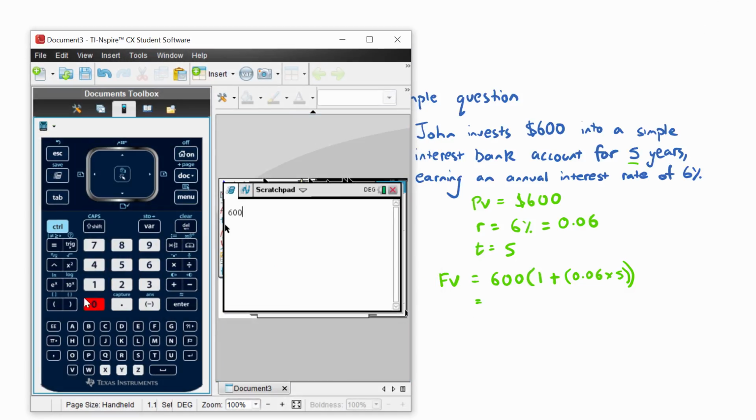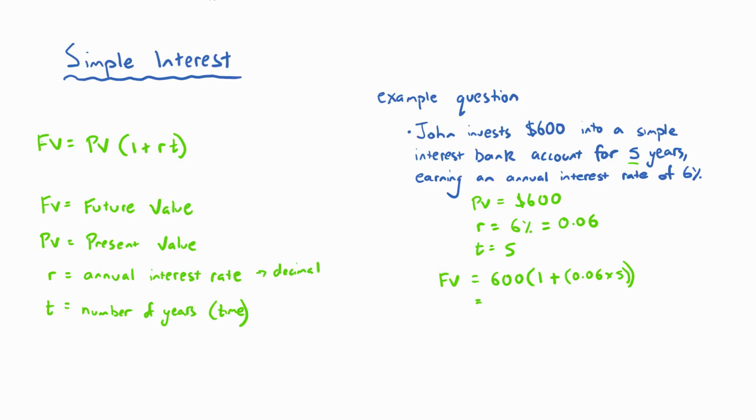Okay, 600 multiplied by 1 plus 0.06, which is 6% as a decimal, multiplied by 5, so $780. That is the amount of money that will be in the bank account at the end of the 5-year period.